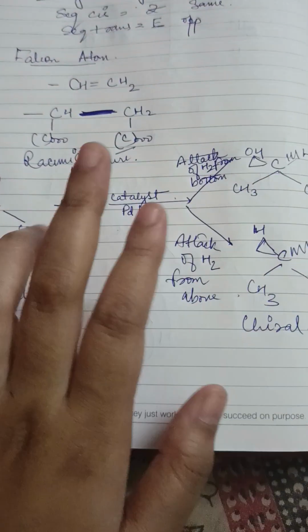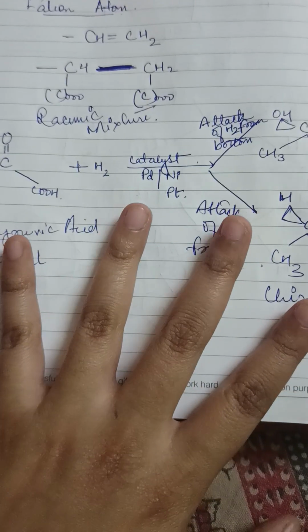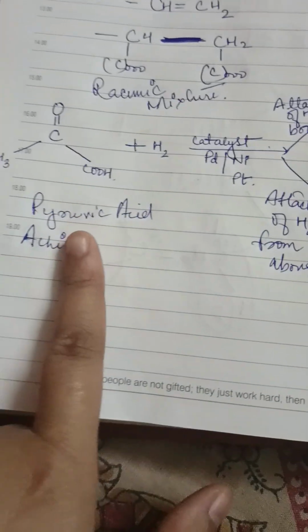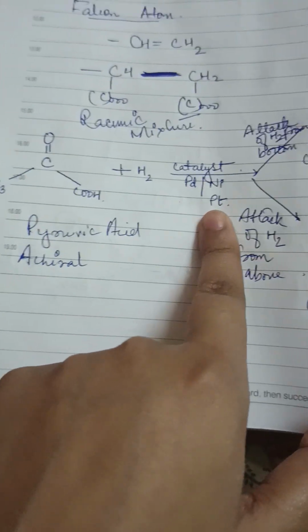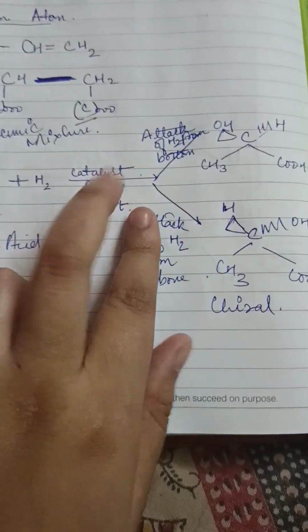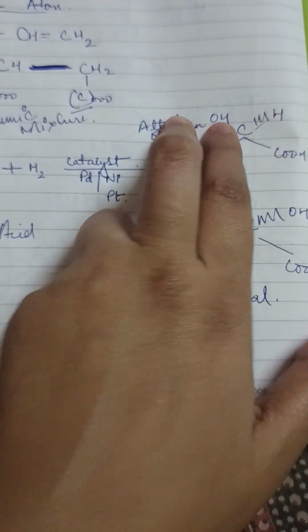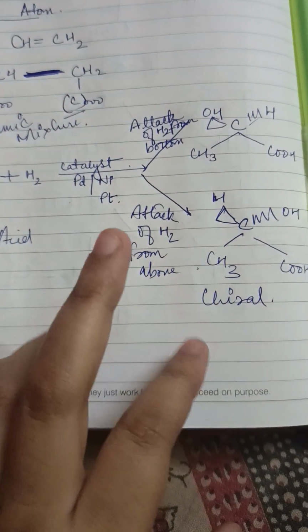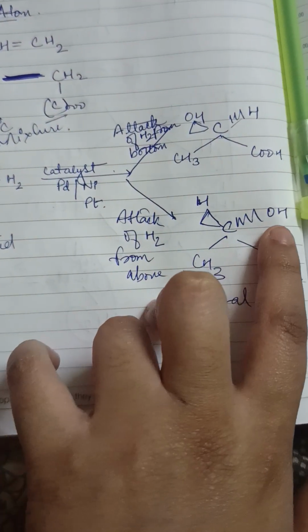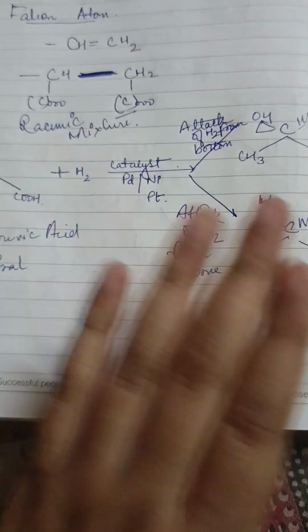Now we are going to see racemic mixture. First with an example, we are going to understand racemic mixture. So I took pyruvic acid reacting with hydrogen in the presence of catalyst palladium, nickel and platinum. Attack of hydrogen from bottom, we get hydrogen below and OH above. Attack of hydrogen from above, then we get OH below and H above. This way we convert into a chiral.